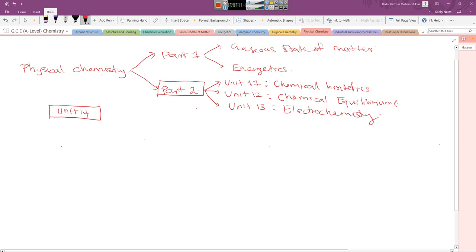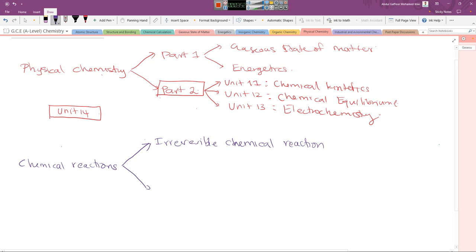Before that, let me classify chemical reactions based on the rate. Normally in chemistry we deal with chemical reactions, so we can categorize chemical reactions into irreversible chemical reactions and reversible chemical reactions, depending on whether the reaction occurs only in the forward direction or in both the backward and forward directions.